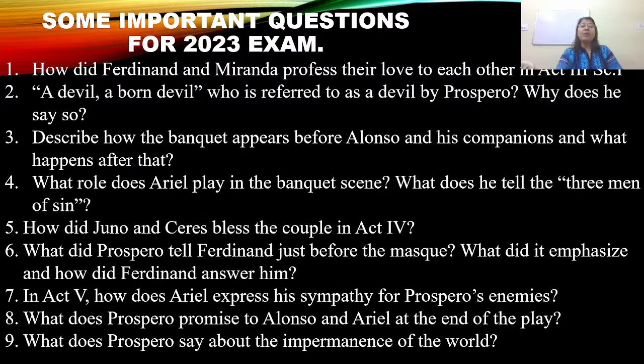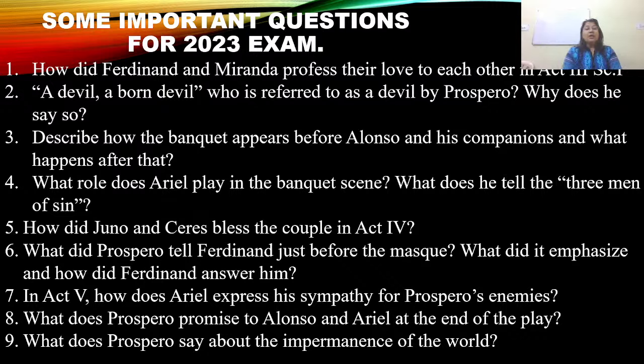So, just before the masque, he tells him that he has been relieved of that penalty, that task or punishment, and that he has very well understood the test which Prospero wanted to take. And then he also advises him not to get into any kind of physical relationship with Miranda before the wedding. So, what does it emphasize? He was emphasizing that thing only. And then how Ferdinand answers him: Ferdinand also assures him the same.